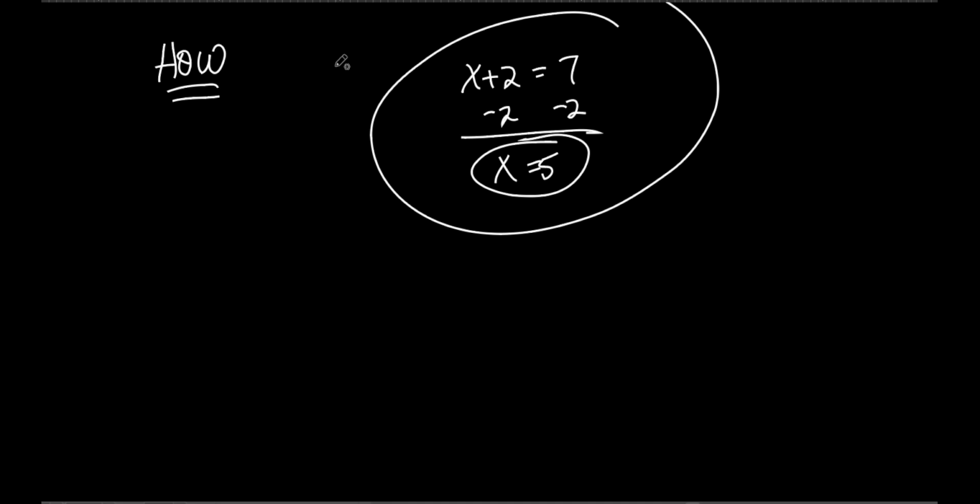All right, let's do another problem. Let's do number 8. This is from the worksheet, okay? 2 times n plus 5 equals negative 2.